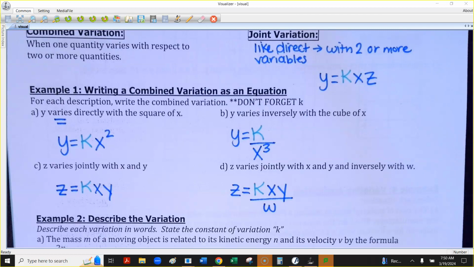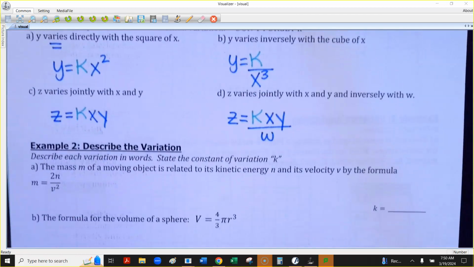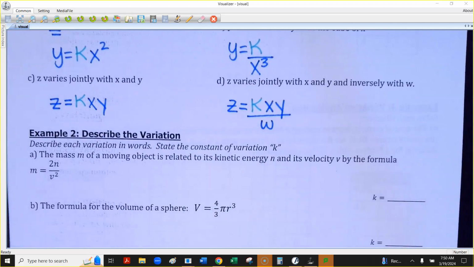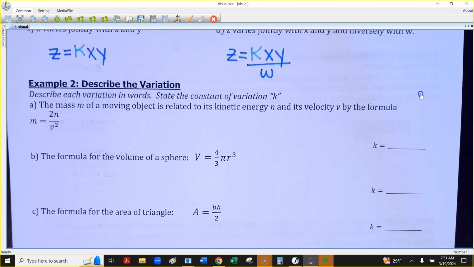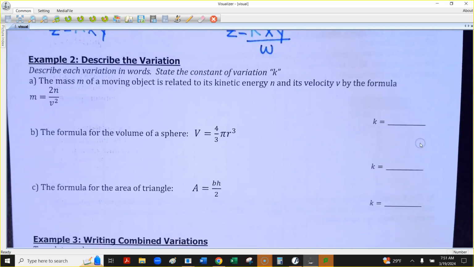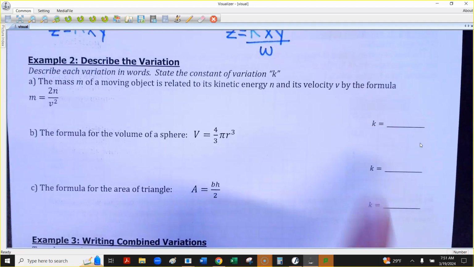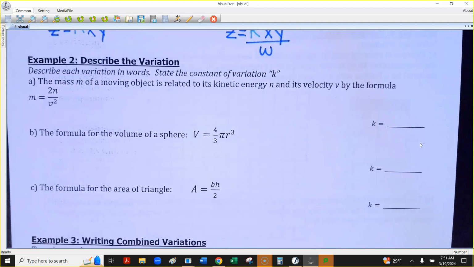Okay. Now, I've got actual formulas here, and we are going to try and kind of reverse what we just did. We are going to write this out in words what this equation would be. Now, the one thing I'm going to have you guys do is tell me what you think the K value is, because the K value is not going to be involved in any of these descriptions. You're not going to see anything about what the constant of variation is when you describe these. So these are all actual formulas.